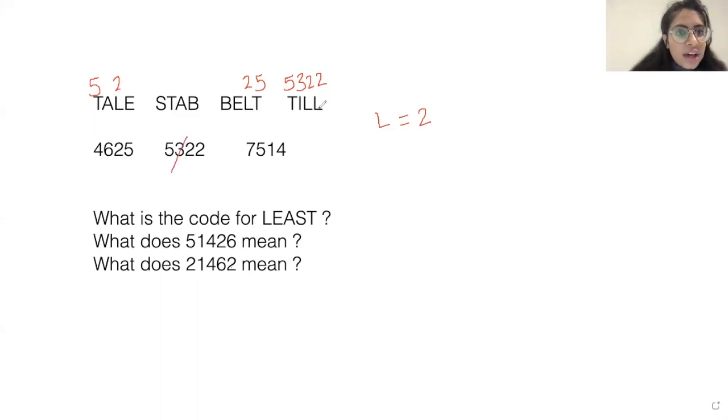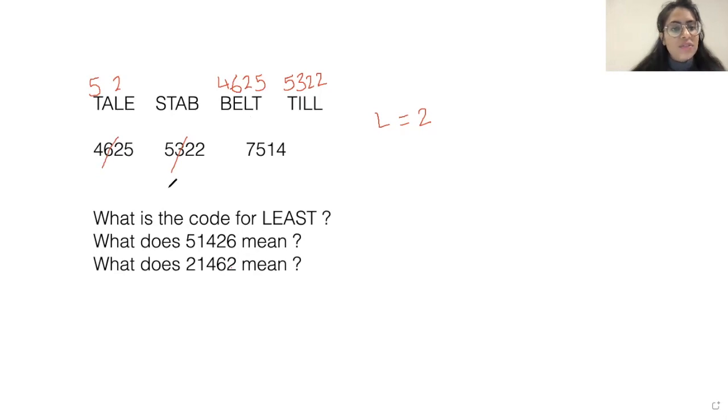Now, we know we've got another one, tail, that begins with 5. Okay, well, that can't help us for now because there are no other codes that start with 5. But what else do we know? We know that belt ends in 2, 5. So it has to be this one here. It's the only one that ends in 2, 5. Brilliant, we've solved it. So if we put the 4, 6, 2, 5 here, we know that belt represents 4, 6, 2, 5.